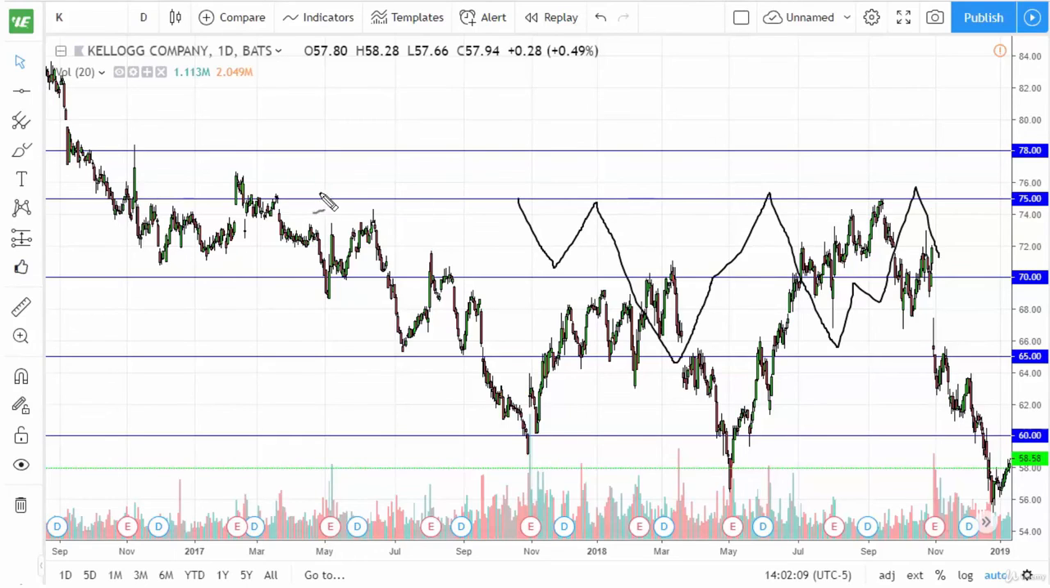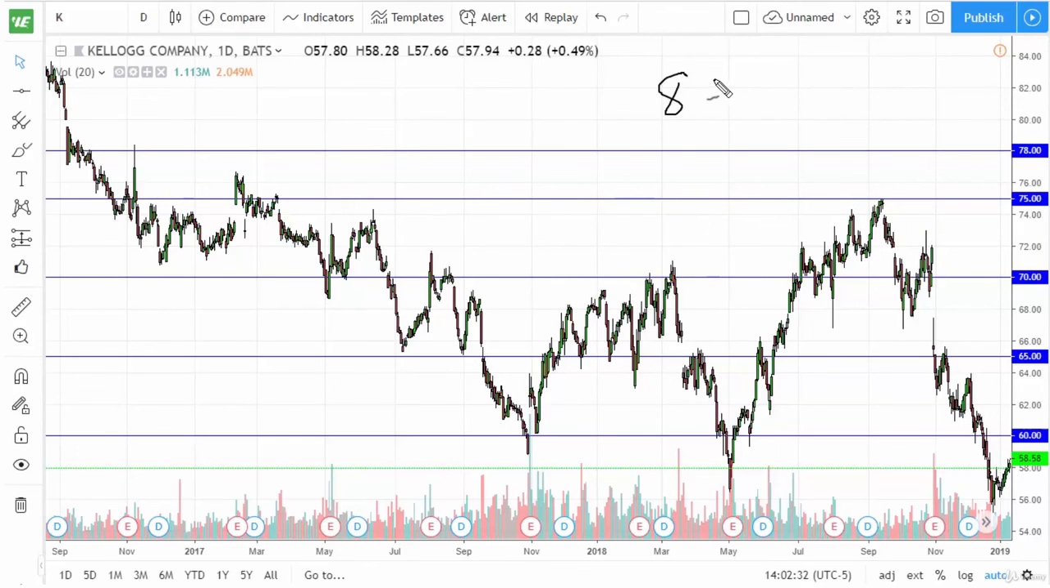But keep in mind, these aren't hard levels. In other words, it's not like you can say that 82 is resistance, and therefore, if we get to 82.02, resistance is broken. No, you're looking for price action in that little area. It's a little bit of a zone. So keep that in mind as well.